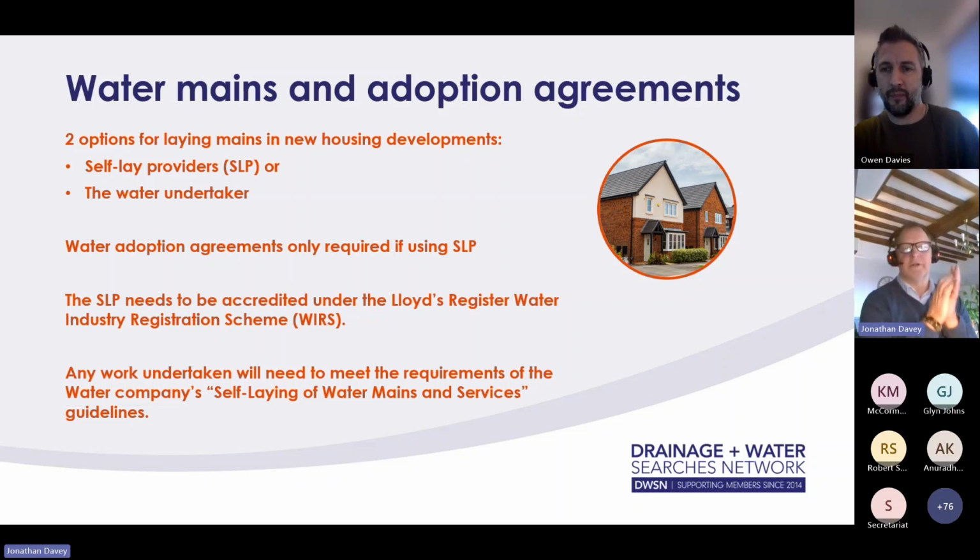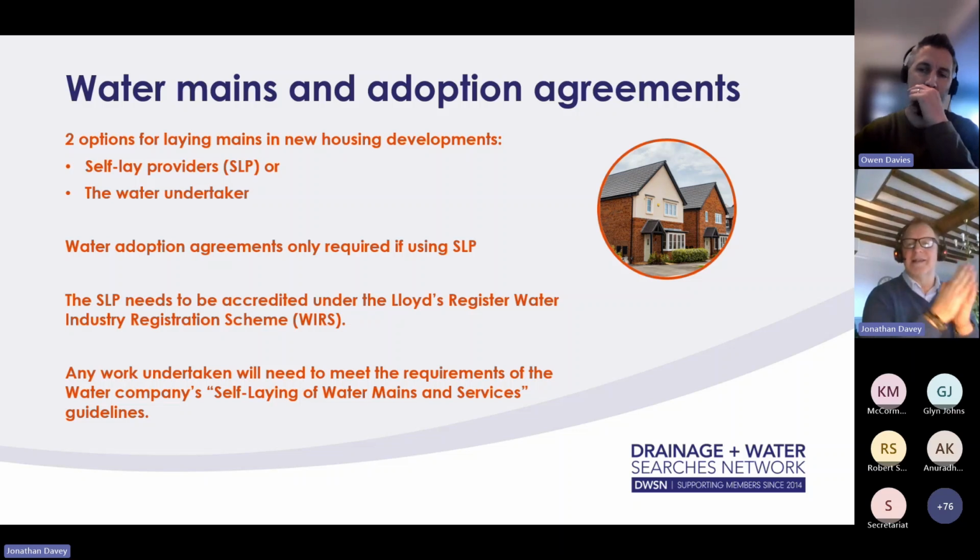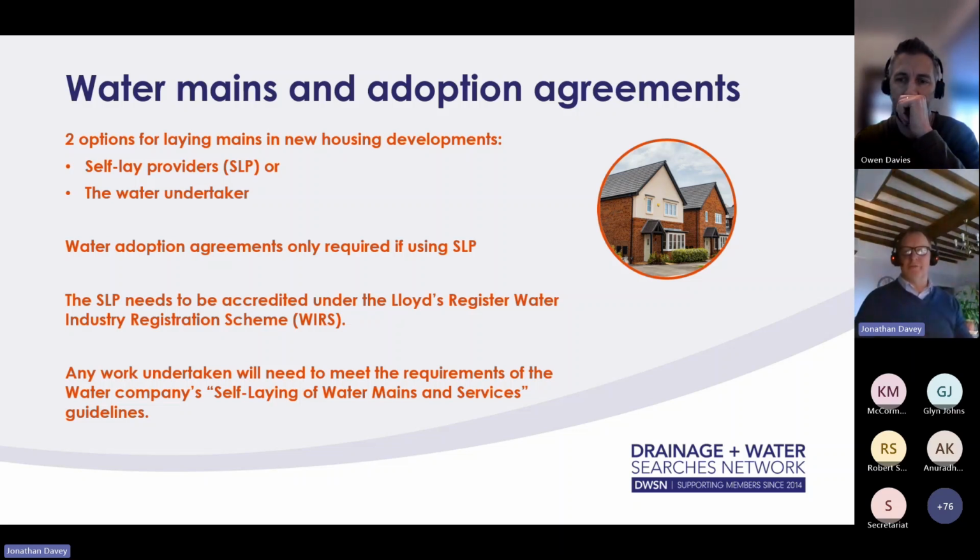Yeah. Okay, great question. Water mains and adoption, a little bit different. The Water Industry Act, the WIA, we've spoken about it a bit before at the start, sets out the main powers and duties of the water and sewage companies relating to the supply of water as well as sewage services. Now, there are two options for laying mains in new housing developments: self-lay providers, SLPs, or the water undertaker. So water adoption agreements are only needed if the SLP, the self-lay provider, has been responsible for laying those pipes.